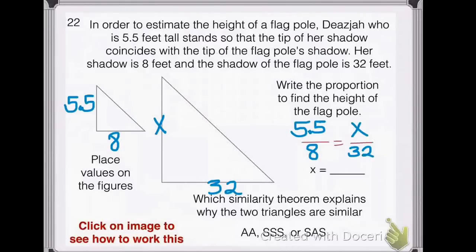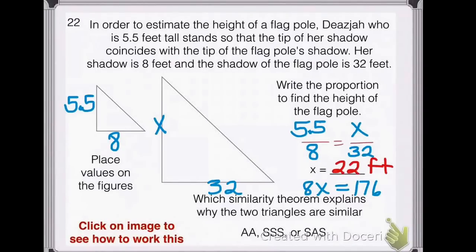So to solve that, I need to find my cross products. So 8X equals 5 times 32, which is 160. So to determine the height of the flagpole, I need to divide 160 by 8. So that would tell me the flagpole is 20 feet tall.